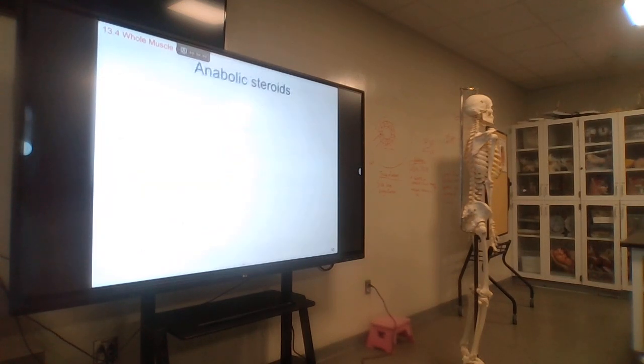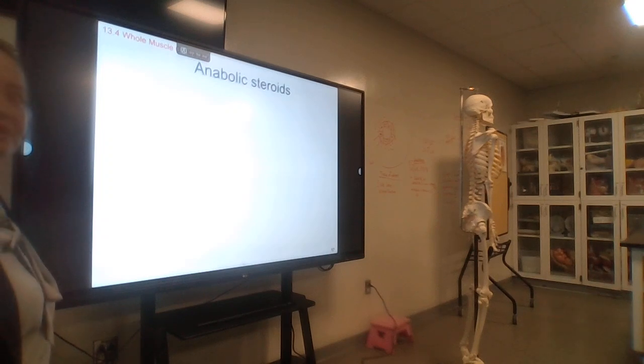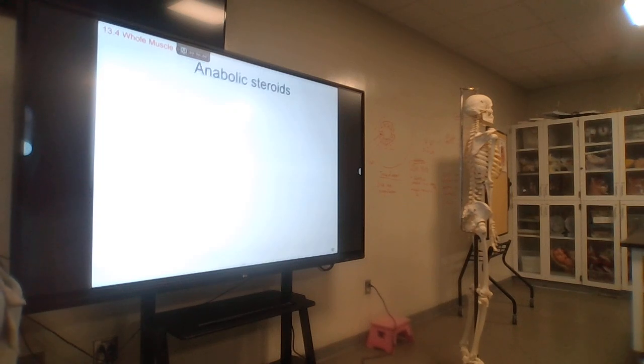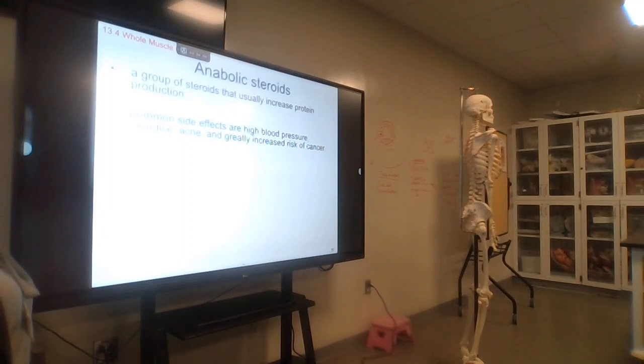Now we had a picture of a weightlifter there earlier. As you know, athletes, and not just the weightlifters, sometimes take anabolic steroids to grow their muscles, right? So these steroids are a group of substances that increase protein production. Muscle is protein, but they have a lot of side effects, from high blood pressure to cancer to impotence.